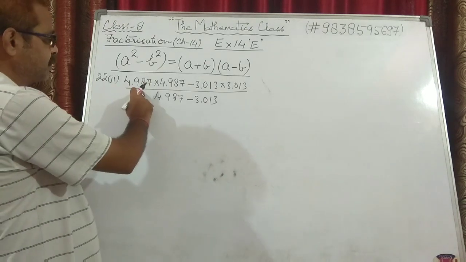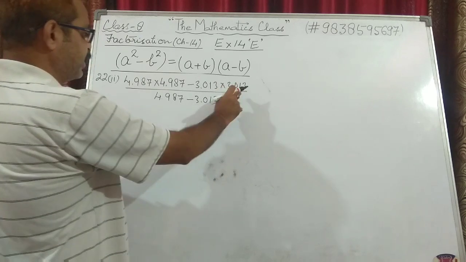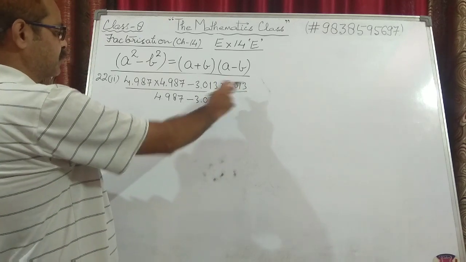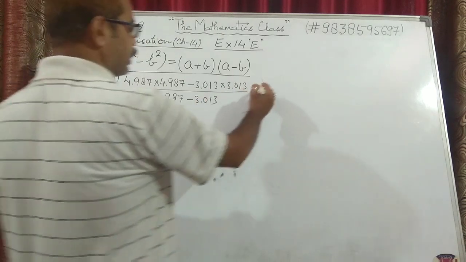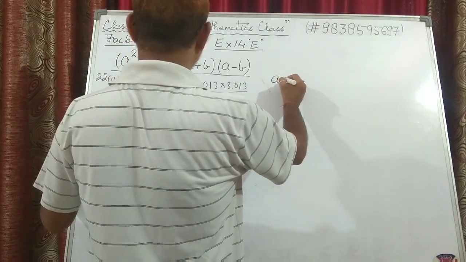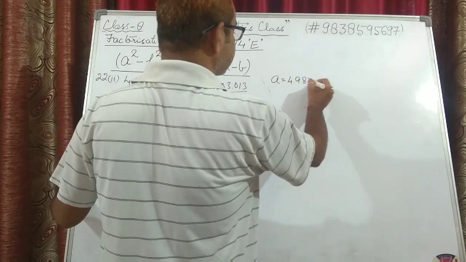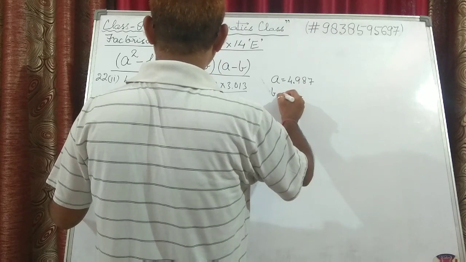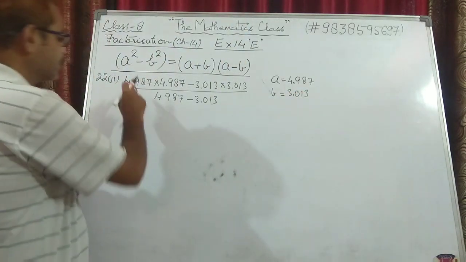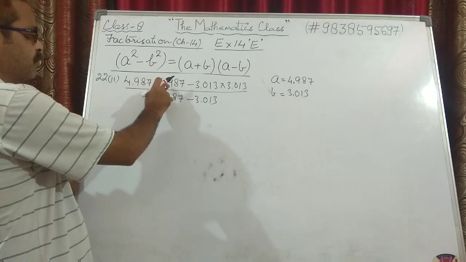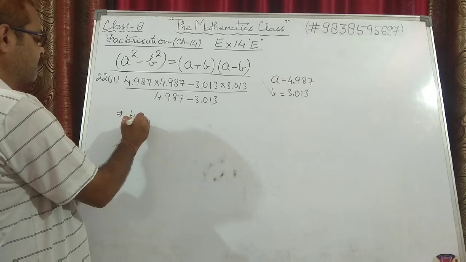It is 4.987 into 4.987 minus 3.013 times 3.013, divided by 4.987 minus 3.013. If I assume let A is equal to 4.987 and B is equal to 3.013, you can see this is the same number into the same number. It means square of this.